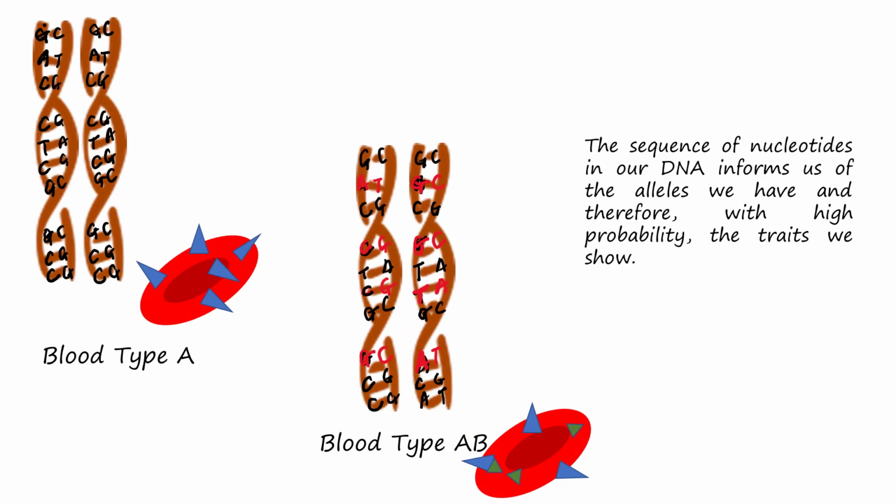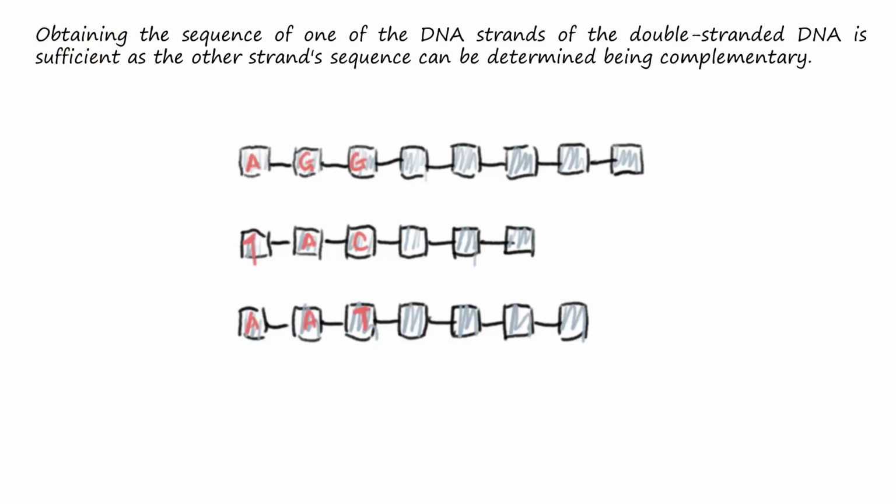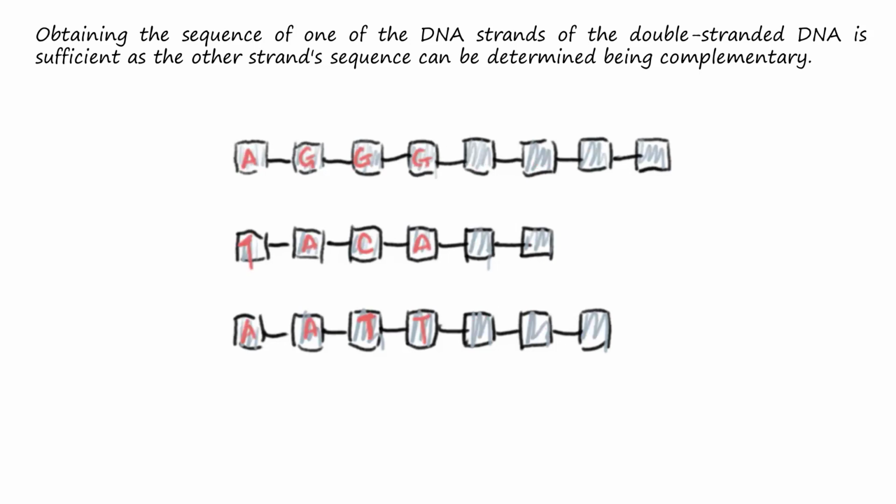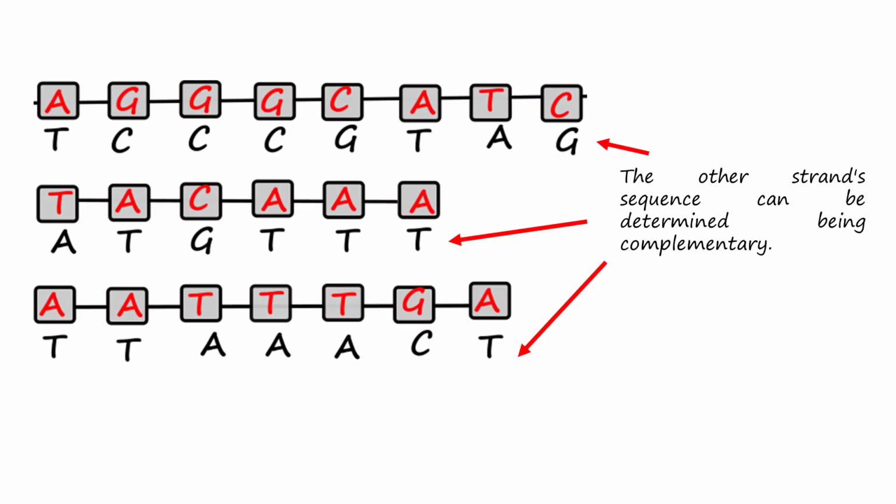The sequence of nucleotides in our DNA informs us of the alleles we have and therefore, with high probability, the traits we show. Sequencing involves obtaining the order of nucleotides. Obtaining the sequence of one of the DNA strands of the double-stranded DNA is sufficient, as the other strand's sequence can be determined, being complementary.